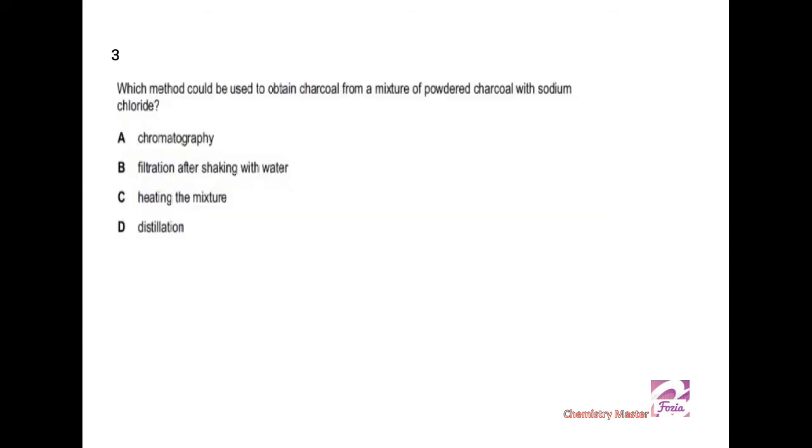Number 3. Which method could be used to obtain charcoal from a mixture of powdered charcoal with sodium chloride? Again, in this question you are given a mixture of powdered charcoal, which is black powder, with sodium chloride, a white color salt, and charcoal is insoluble in water, but the sodium chloride is the soluble salt. So it must be filtration after shaking with water.